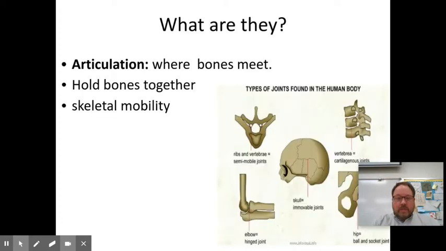So, what is a joint? A joint is considered an articulation. Articulations are the interactions or the physical space where bones meet. And again, by having different types of articulations, by having different types of joints, it allows different types of movements between the various bones.